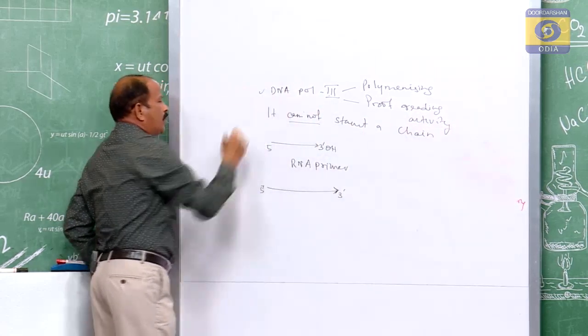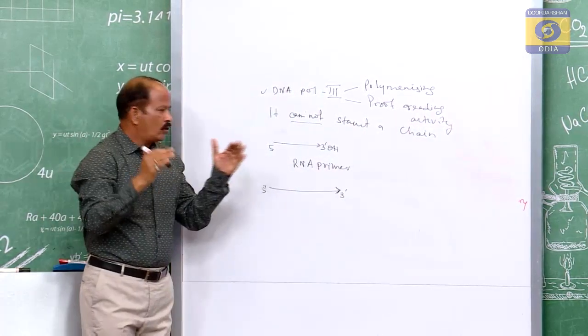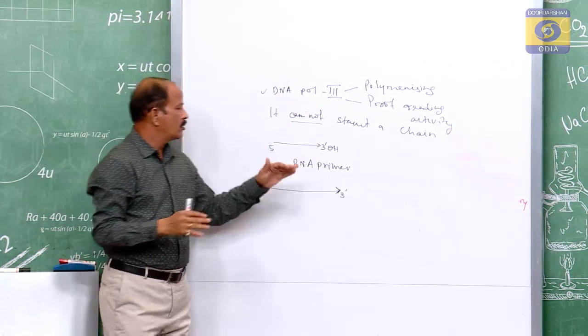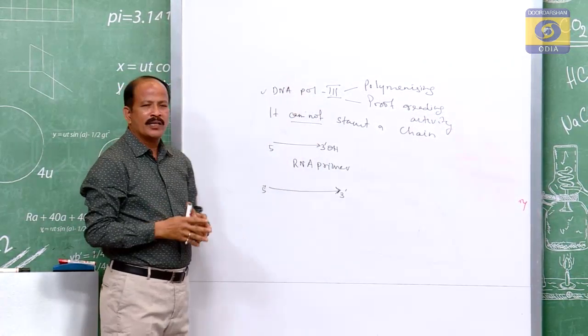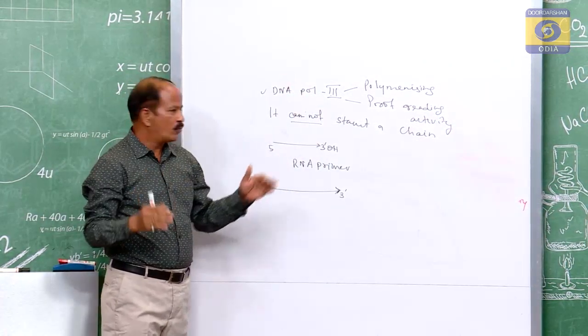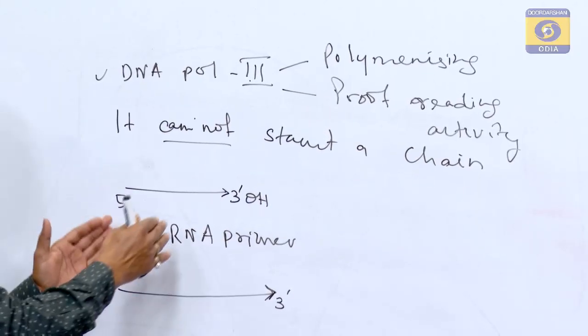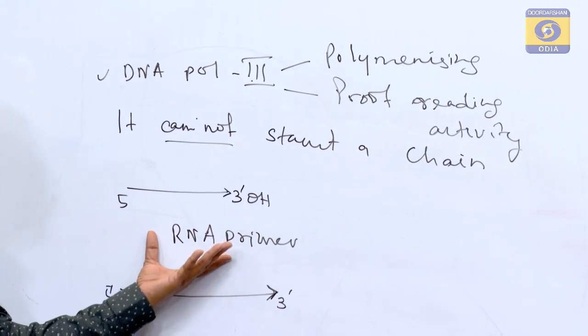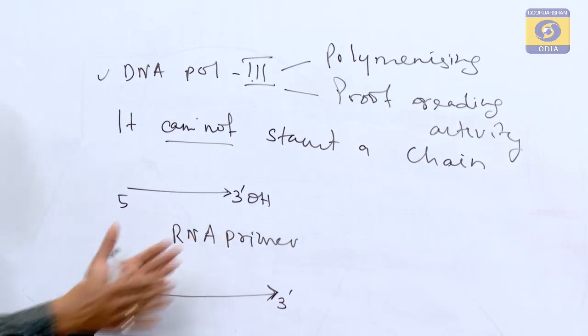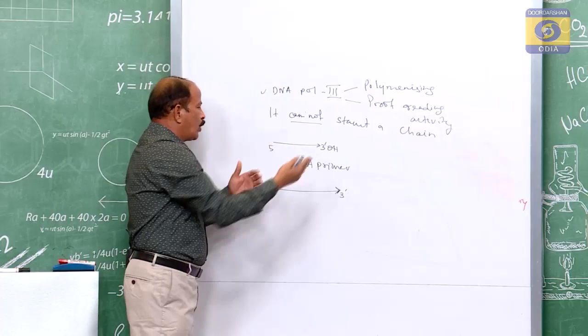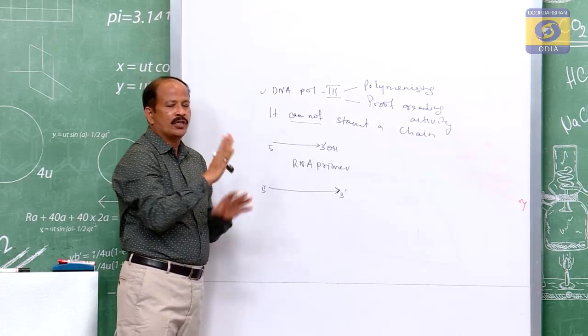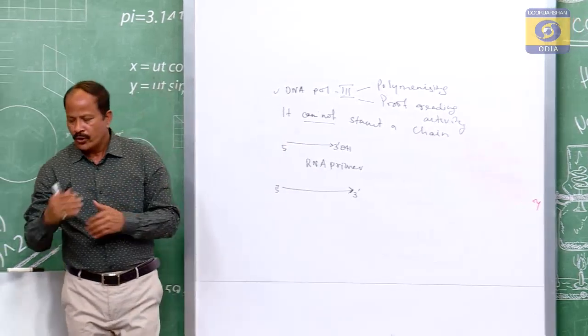So, my discussion on this is that this major polymerizing enzyme needs a primer for elongation, and that primer is provided by RNA primer. It cannot at any cost grow in 3' to 5' direction, it is always from 5' to 3' direction.